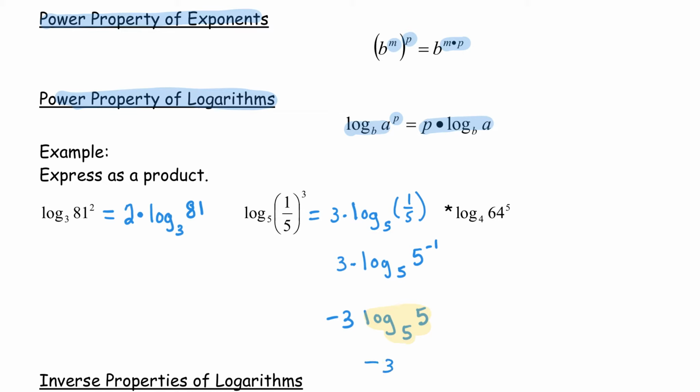Okay, so the next one we have a 5. We don't want the 5 there. We want it as a product. So we would say 5 times the log, and we have the base of 4, 64. Okay?